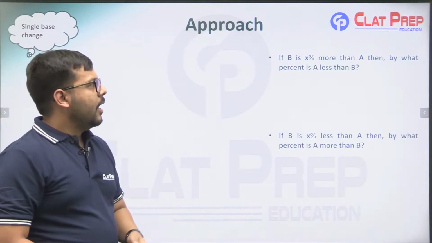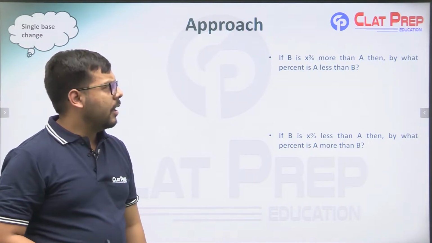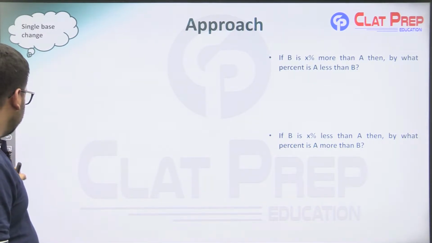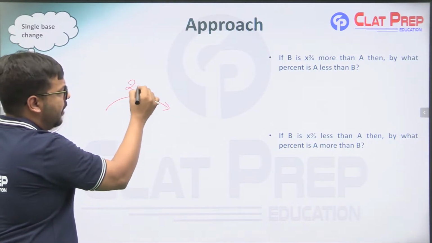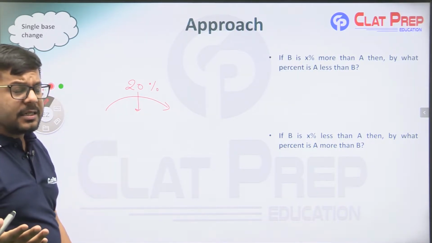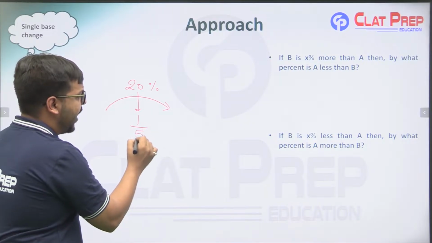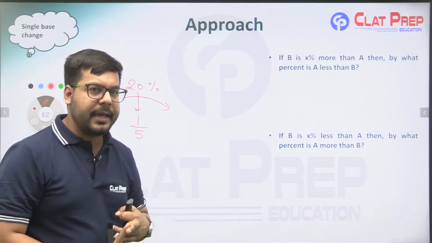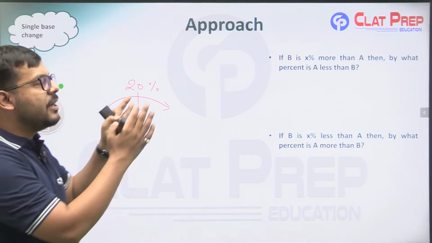Say we have been given that B is X% more than A, and then by what percent is A less than B. What I am doing here is simply taking an example and changing whatever percentage is given to you in the question into its fraction form, which is 1 by 5. Now what you need to focus on here is, when you change it into its fraction form, think about what is given to you.